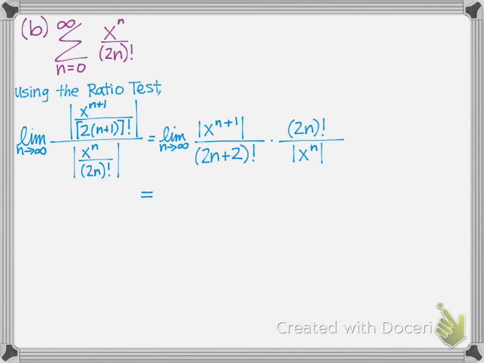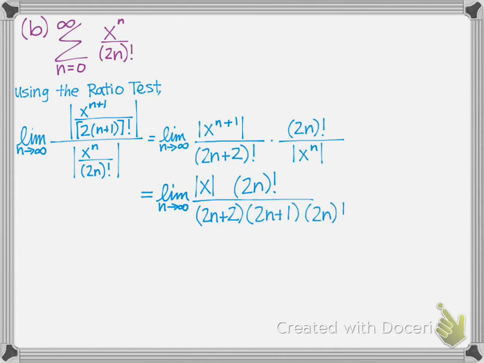In this case, I'm going to simplify the x, but also write a few terms out of the factorial, which would be 2n plus 2 times 2n plus 1 times 2n factorial. I'm writing it this way so that I can more clearly see the cancellation of the 2n factorial. And then I'm left with the absolute value of x times this limit.